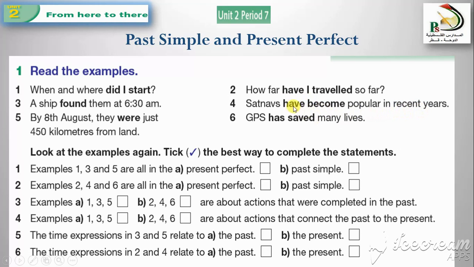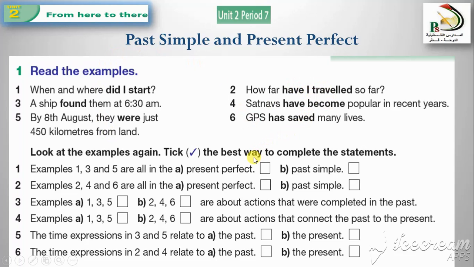Have become. By 8th August, they were just 450 kilometers from land. 8th August, they were. GPS has saved many lives. You can easily find past simple and present perfect. Past simple: everything happened and finished in the past. Present perfect: we are talking about until now.